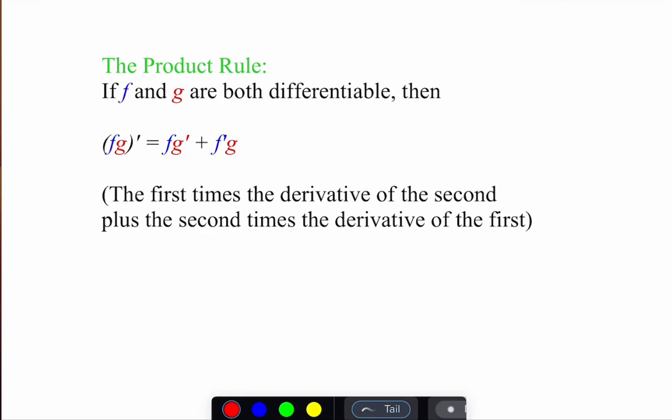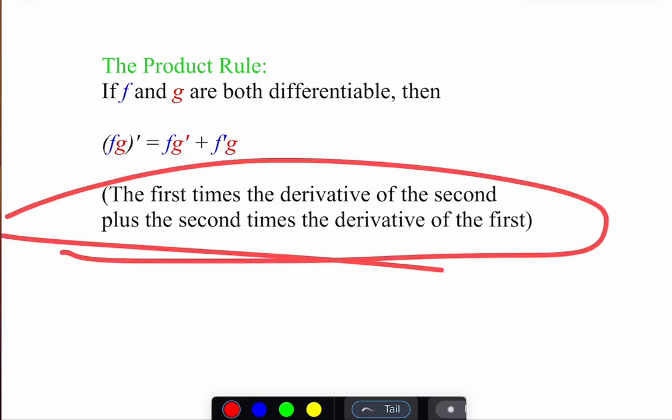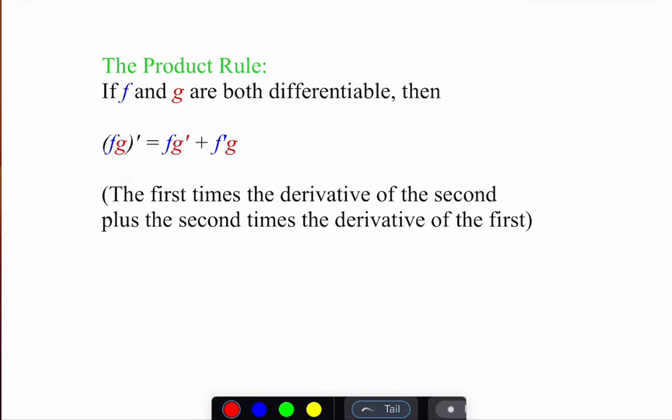If we have f times g, the derivative is the first times the derivative of the second plus the second times the derivative of the first. The first times the derivative of the second plus the second times the derivative of the first. You have to have that rule memorized. There is a product rule, there is a quotient rule. We have to have those rules memorized.